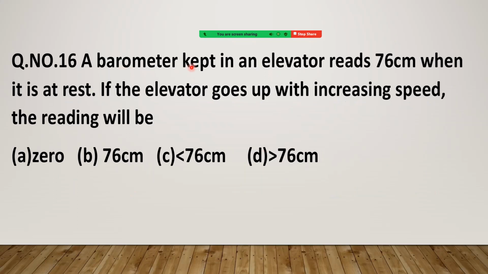A barometer kept in an elevator reads 76 centimeter when it is at rest. If the elevator goes up with increasing speed, the reading will be. Let us see how to start. So keeping this in an elevator means lift. Condition is given, speed is increasing. It is going up, speed is increasing.